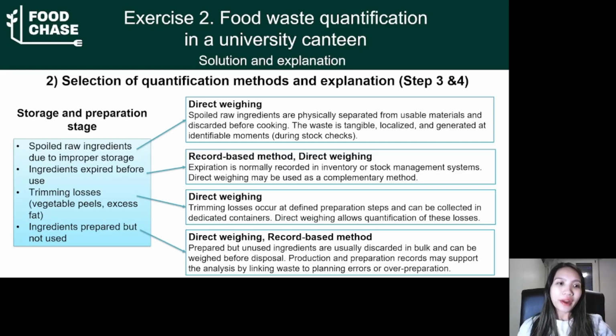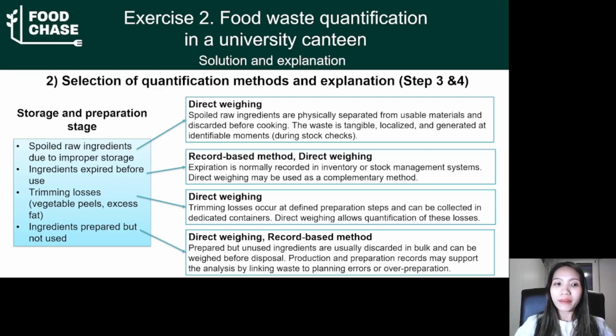The ingredient expired before use can be measured by record-based method or direct weighing as a complementary method because the expiration is usually recorded in inventory or stock data. The trimming loss can be weighed directly because the trimming loss occurs at a defined preparation step and also it can be collected in a dedicated container. Direct weighing for this reason allows the quantification of this kind of loss.